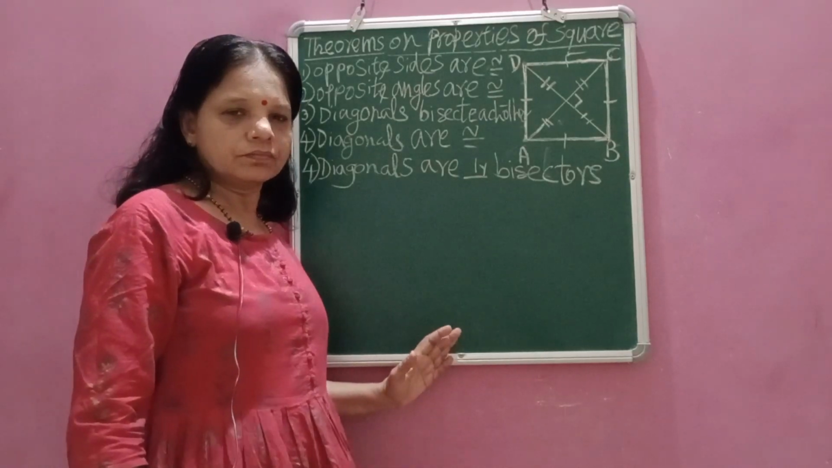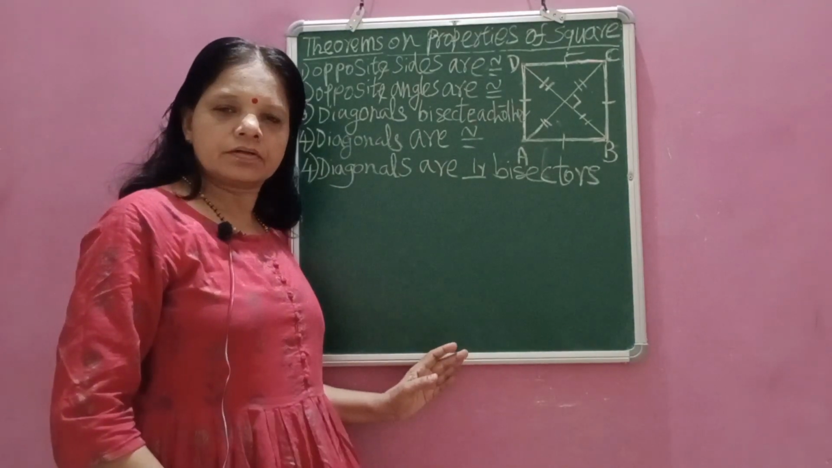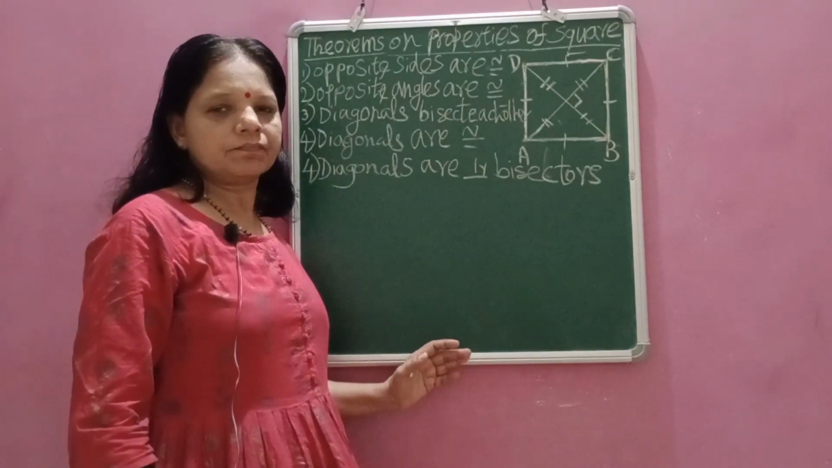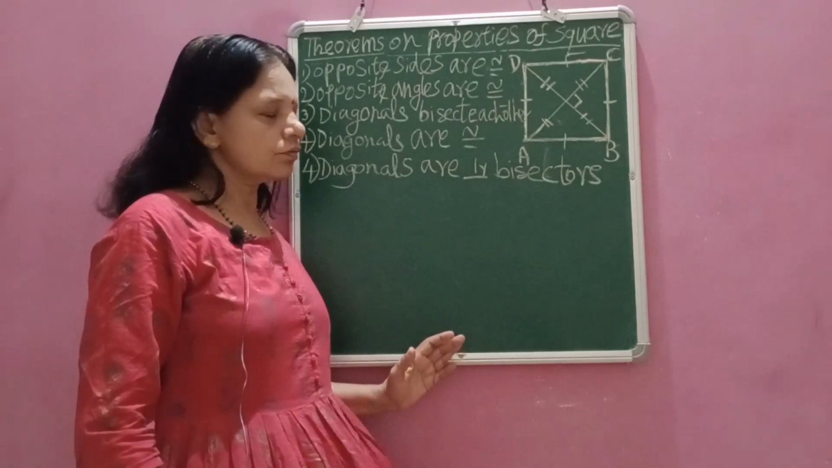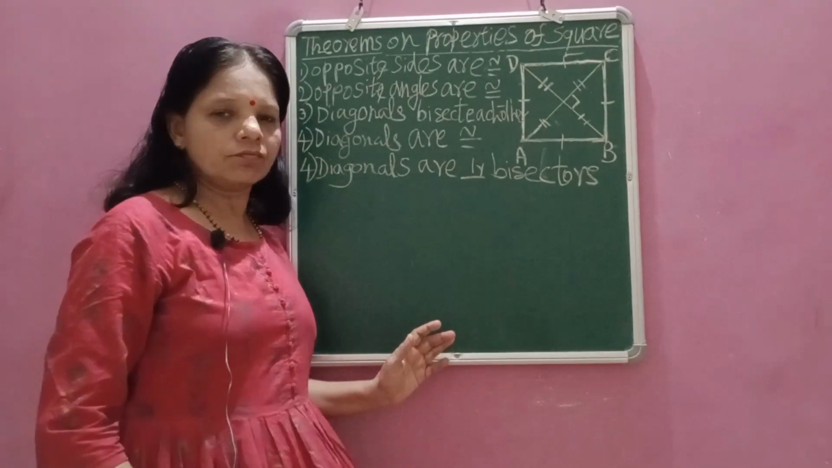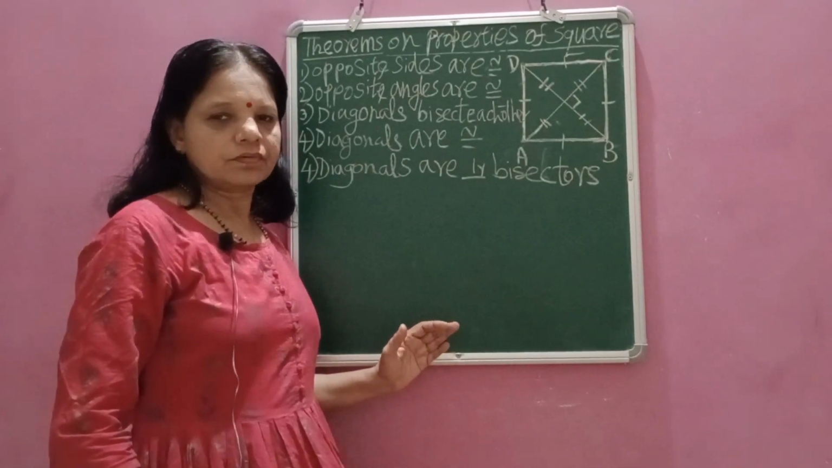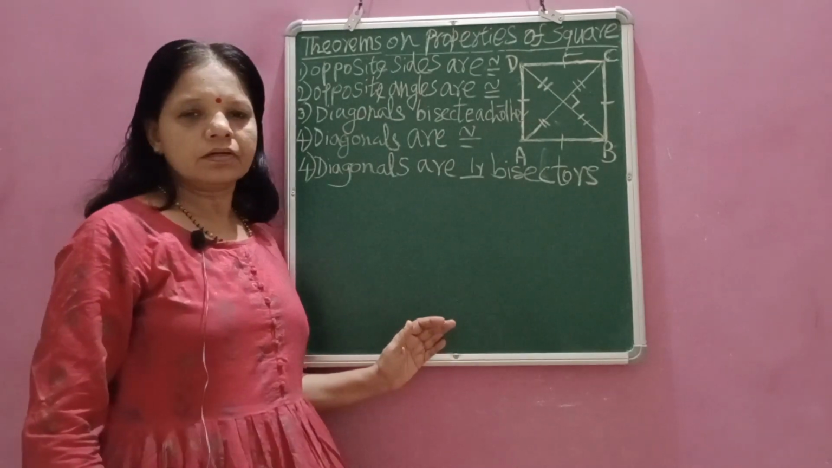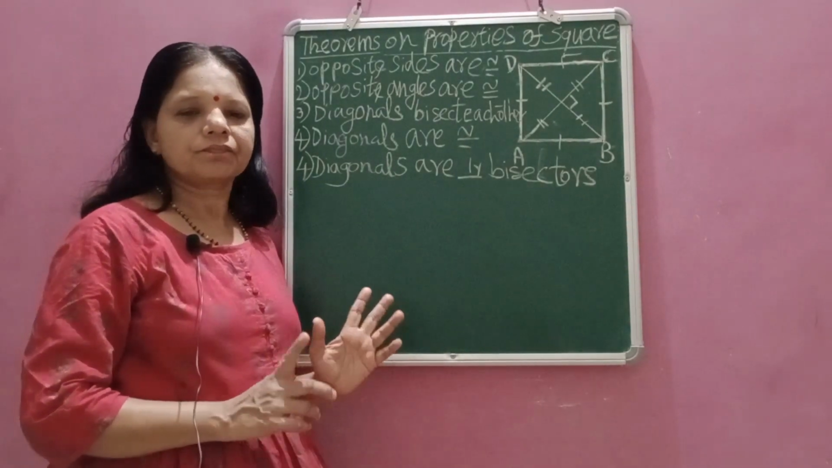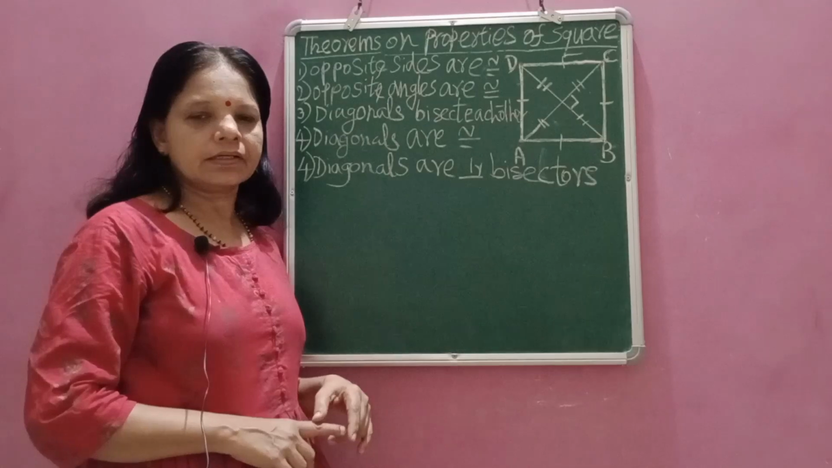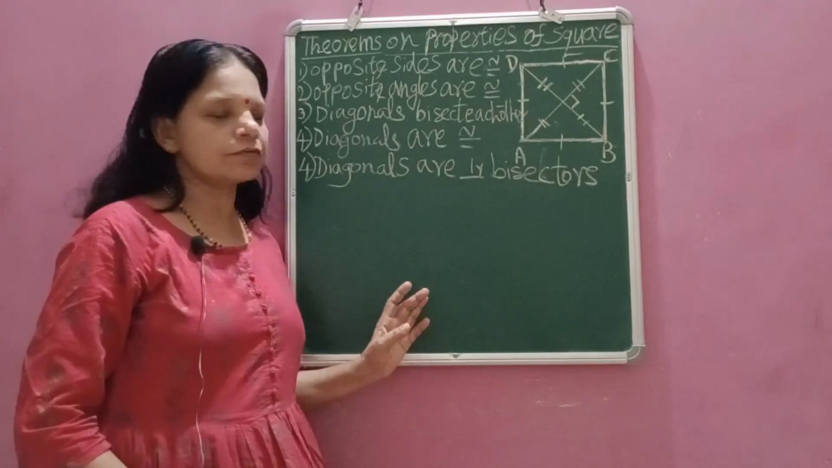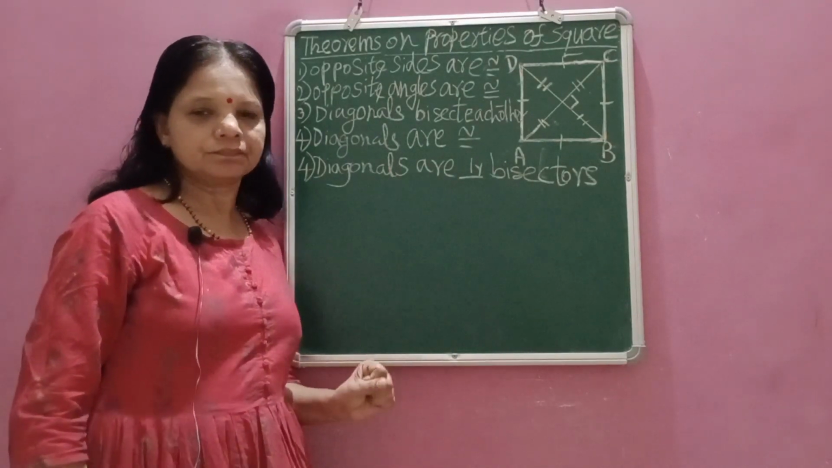So what is true? If the diagonals are congruent and perpendicular bisectors, then the quadrilateral is a square. Clear? That is true for square. Therefore, no separate special theorem for square. Square is the quadrilateral with all the properties of parallelogram, rhombus, rectangle applicable in the case of square. That is, square is a special type of quadrilateral.